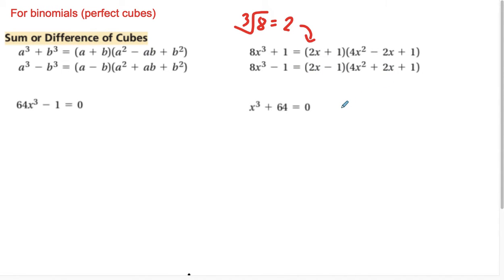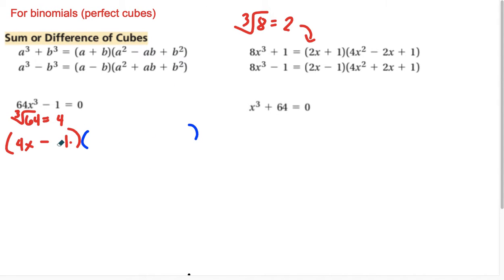All right, so let's practice with these two. The first one is 64x cubed minus 1. So remember, we're going to have a linear factor. I'm going to mark that red. And we're going to have a quadratic factor. In red, I'm going to think about the cube root of 64. And the cube root of 64 is 4. So the first term is going to be 4x and then minus 1.